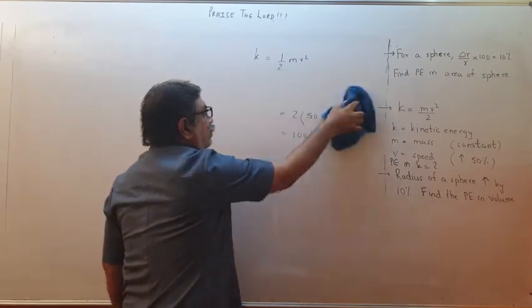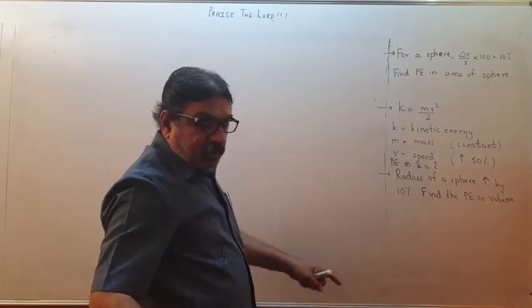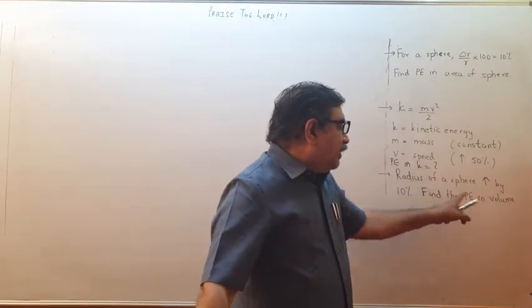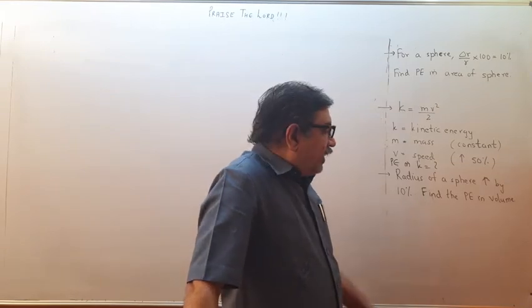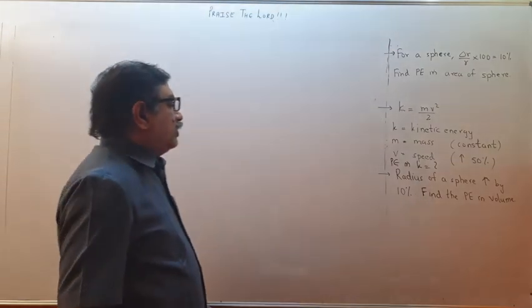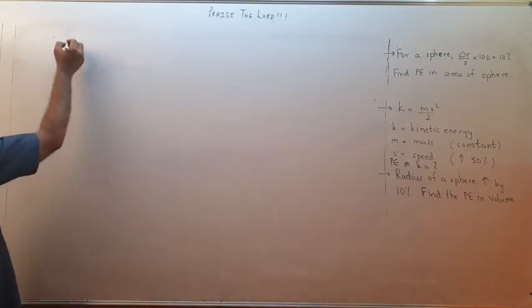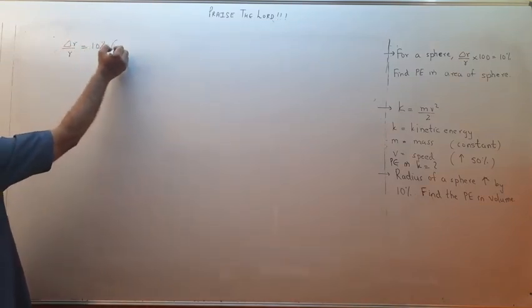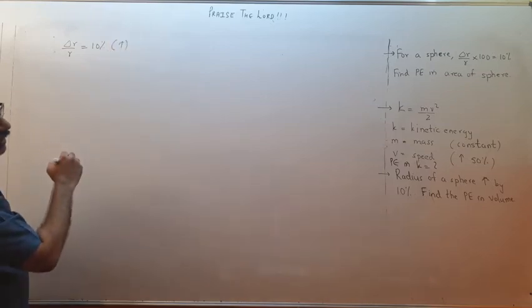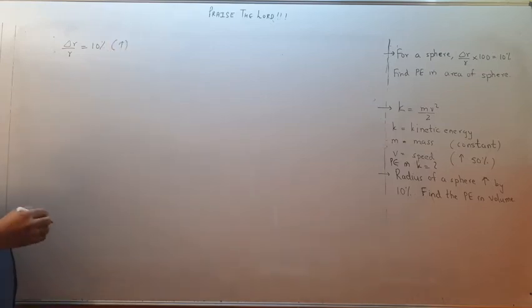And the third sum for you, written on the board. Radius of the sphere is increasing by 10%. Find the percentage error in volume. So it is given to me that delta R upon R is 10%. Increasing 10%. We want percentage error in volume.